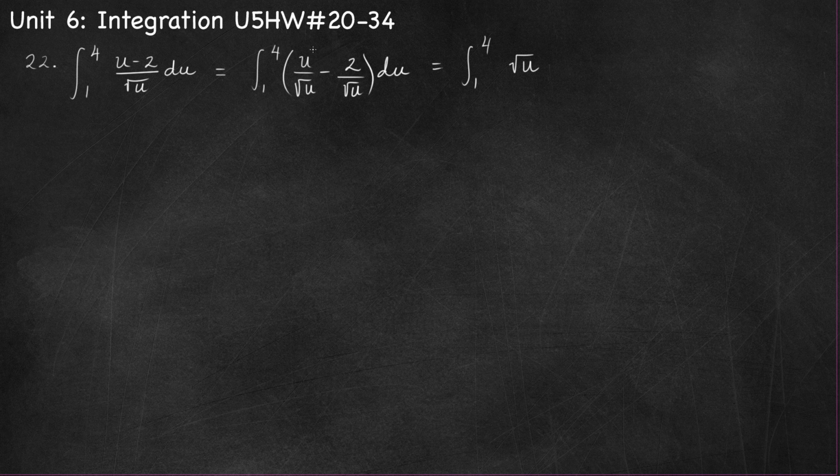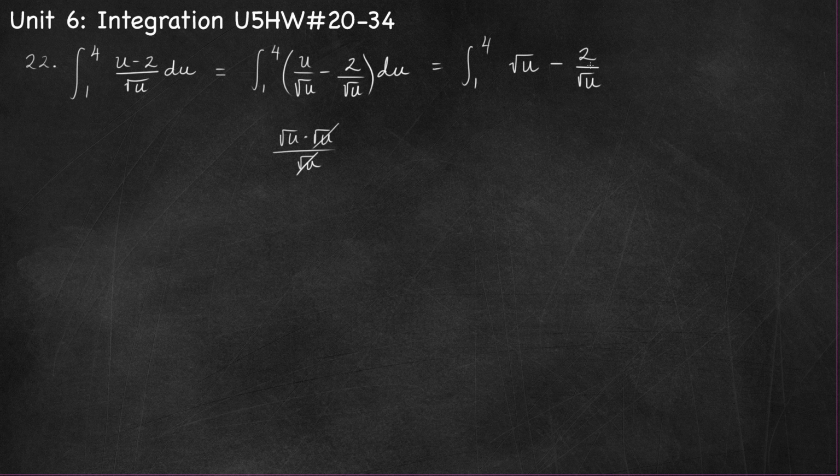u is the same as u to the power 1. Square root of u is the same as u to the power 1/2, and when we subtract our exponents, we just get u to the 1/2. Or you can think of u as being square root of u times square root of u, and we're dividing that by the square root of u, so one of the root u's just cancels out.